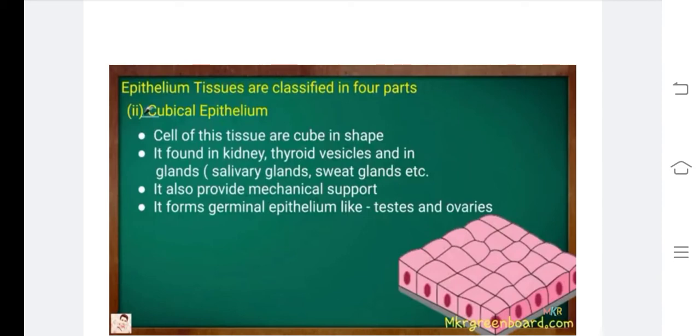And what about the salivary glands and sweat glands? It helps against wear and tear of the epithelial tissue. It also provides mechanical support. What is the main function of the cuboidal epithelial tissue? It provides mechanical support, and it is also present in the testes and ovaries. These are the reproductive organs.